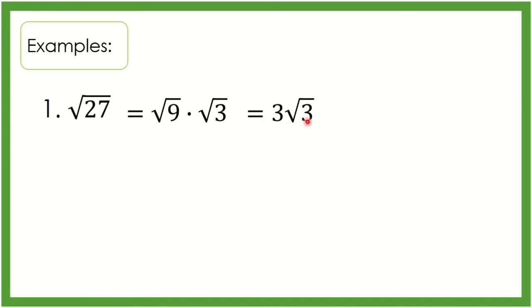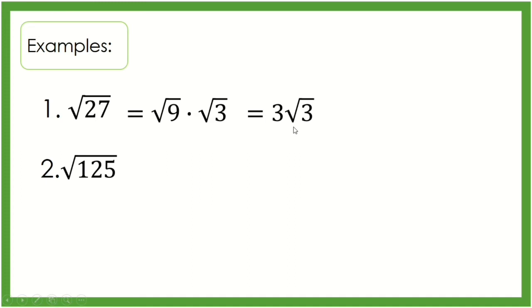Square root of 3. So, dito sa ating unang factor, square root of 9, we have 3. So, mawawala na yung ating radical symbol. And then, square root of 3. So, hindi na natin ito masisimplify. So, we have square root of 3. Square root of 27 equals 3 square root of 3.